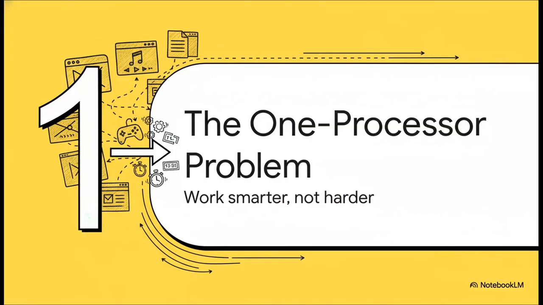So here's the core challenge, right? A single CPU core can only do one single thing at any given microsecond. That's it, one thing. But we ask it to do hundreds of things. This creates this massive logistical puzzle that your operating system has to solve, literally thousands of times a second.